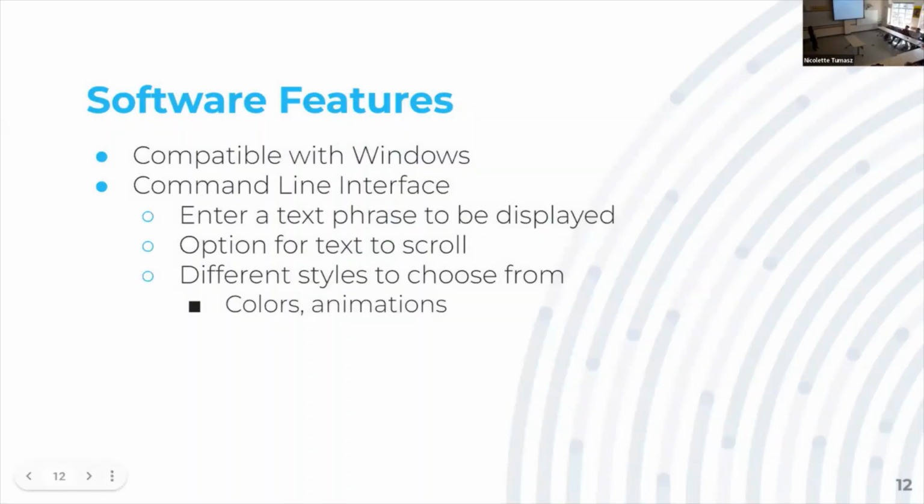So for our software, we decided to create a parallel interface so that we could very easily customize the displays and change what's going to be on them. We wanted the options to enter a text phrase, any text, any character, any punctuation or special characters also. We wanted an option for the text to scroll across the screen, and we wanted different colors and animations as well.